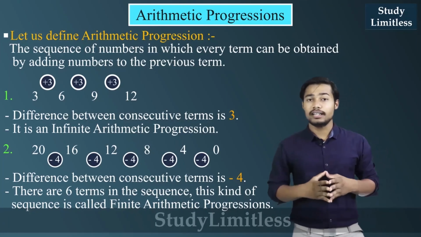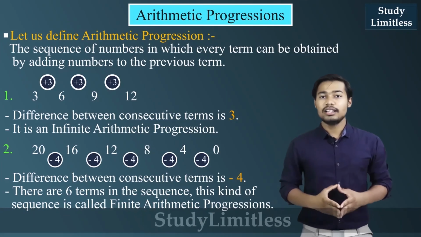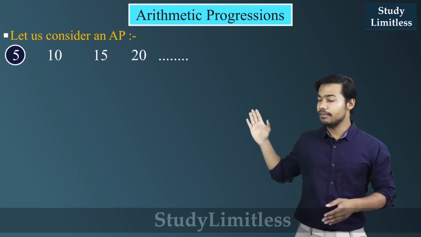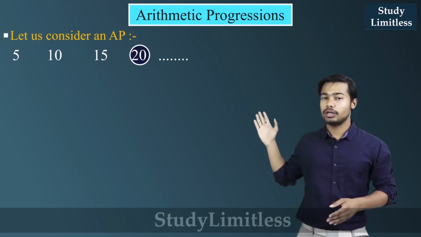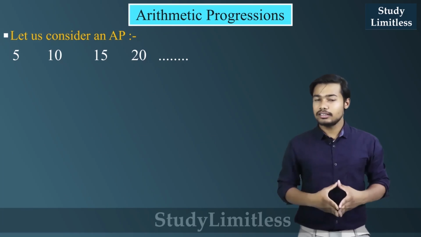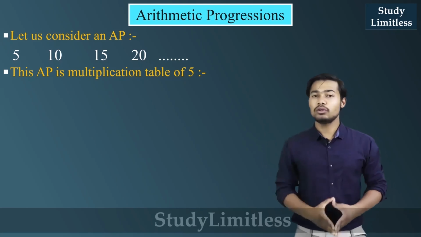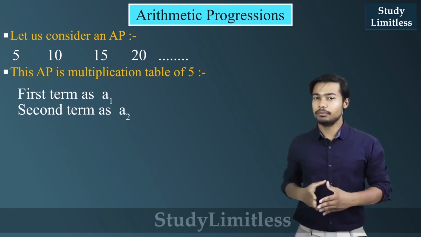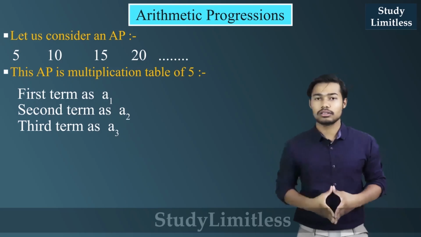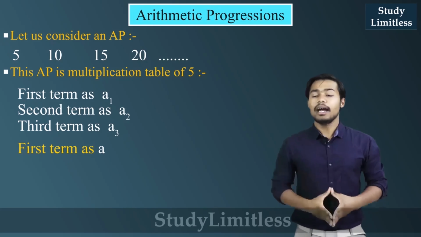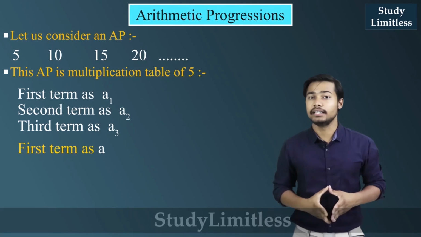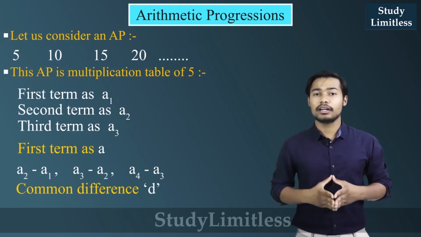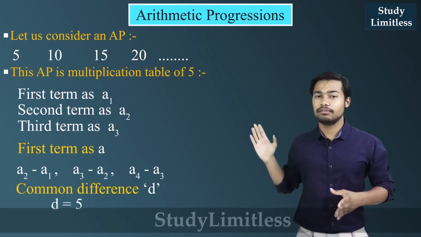Now that we have understood what is finite and infinite arithmetic progression, let us see some terms related to the arithmetic progression. Consider an AP: 5, 10, 15, 20 and so on. You can clearly see that it is a multiplication table of 5. So when we denote this AP, we can write first term as A1, second term as A2, third term as A3, so on and so forth. And we can denote the first term as a. And the difference between every consecutive term, that is A2 minus A1, A3 minus A2 or A4 minus A3, is called as the common difference. And in this case, we have common difference as 5.